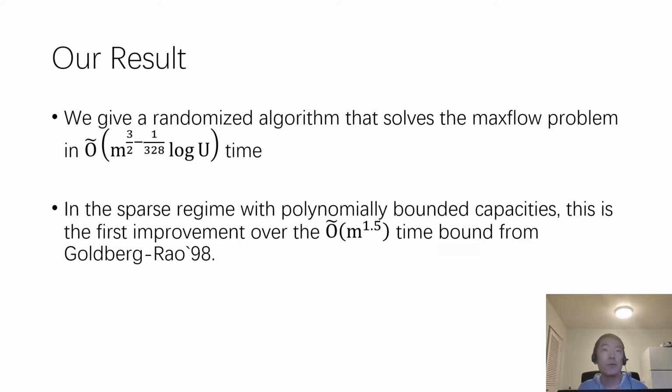And in this talk, I will briefly introduce our new randomized algorithm that solves the Maxflow problem in nearly m to the 1.497 time. And when the graph is sparse and has polynomially bounded capacities, this is the first algorithm faster than the m to the 1.5 algorithm by Goldberg-Rao.